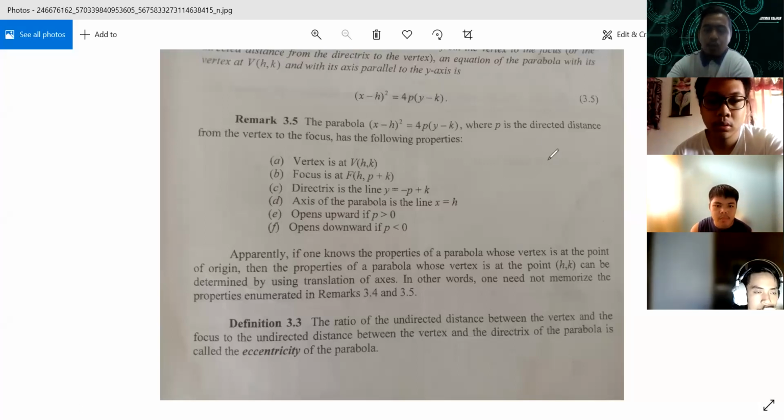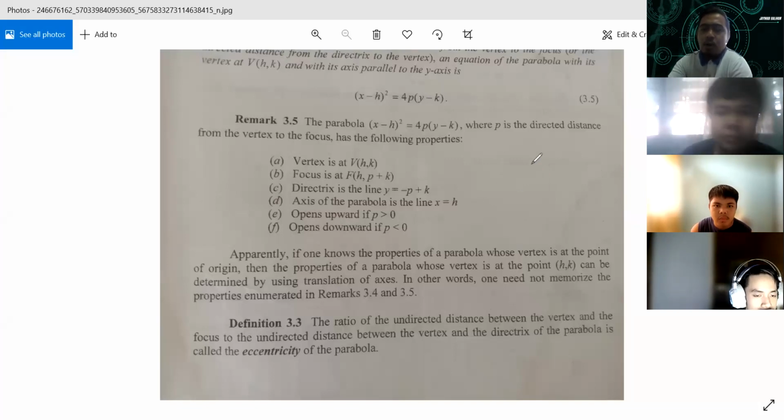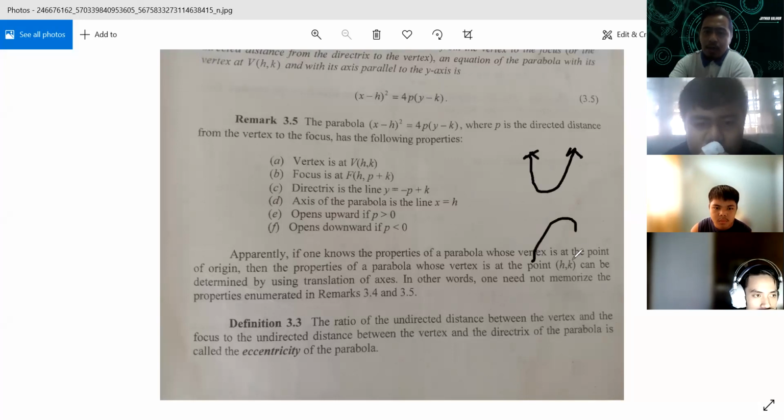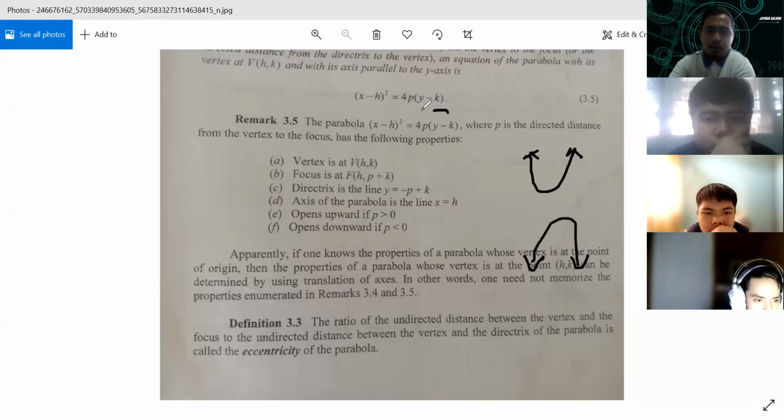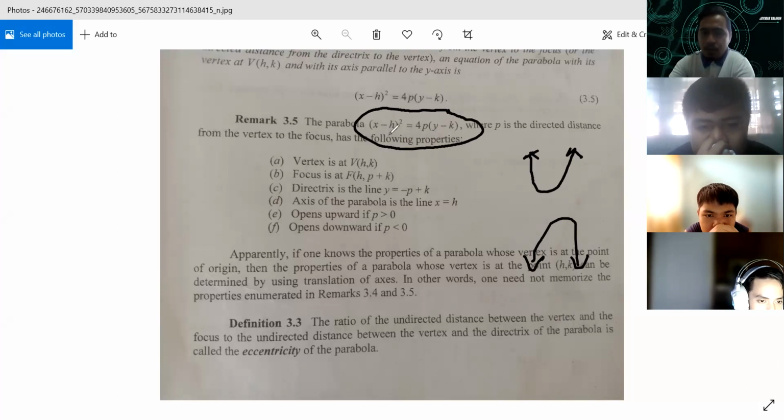Yes, sir. So what will happen if your parabola is opening up or down? Then the vertex is not at the origin. So what you will be doing is, you have to follow this form if you want to find the equation.